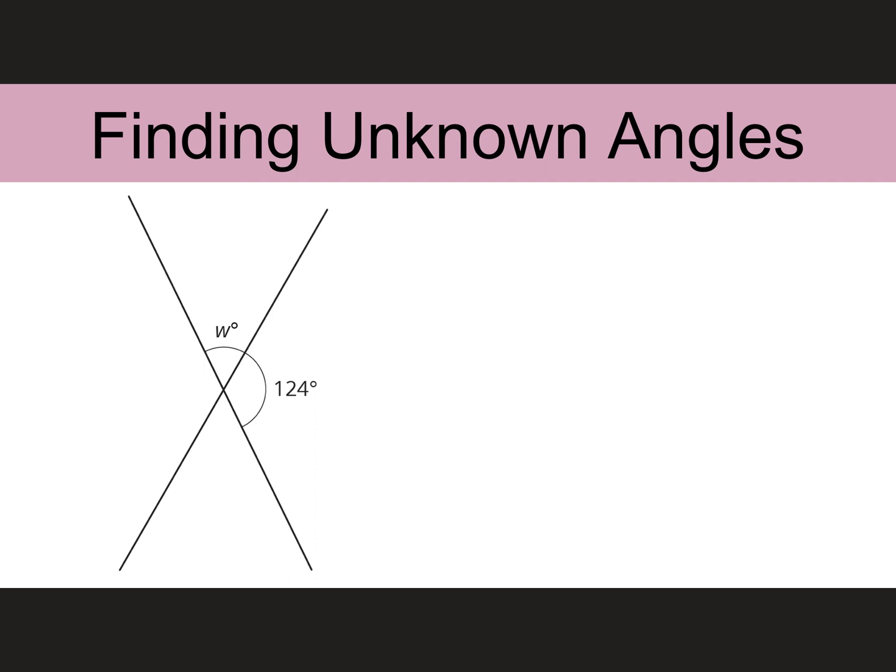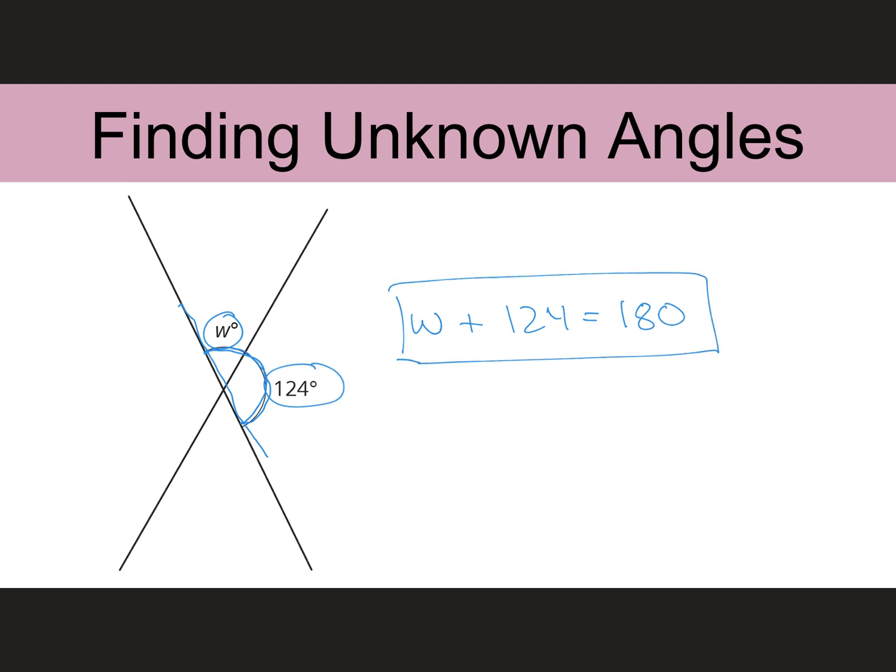Now in this case, we're trying to find this angle here, and we know it's on a straight line. So what equation can we write to help us solve this? Well, W plus 124 is equal to 180 degrees. And now you have a one-step equation, and you can solve for W.